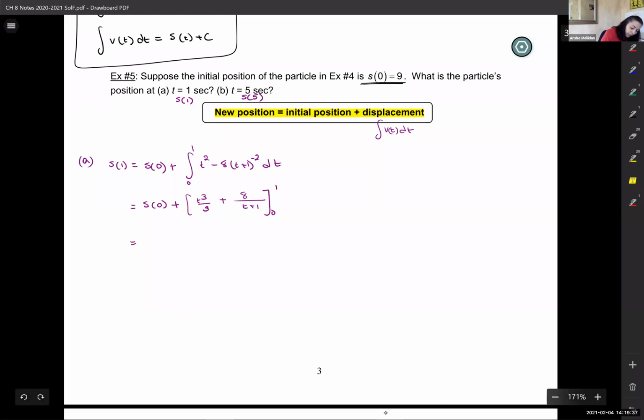What's s of 0? 9 plus. Plug in the 1, you get 1/3 plus 4, minus plug in the 0, you get 8. So altogether, 16 over 3.